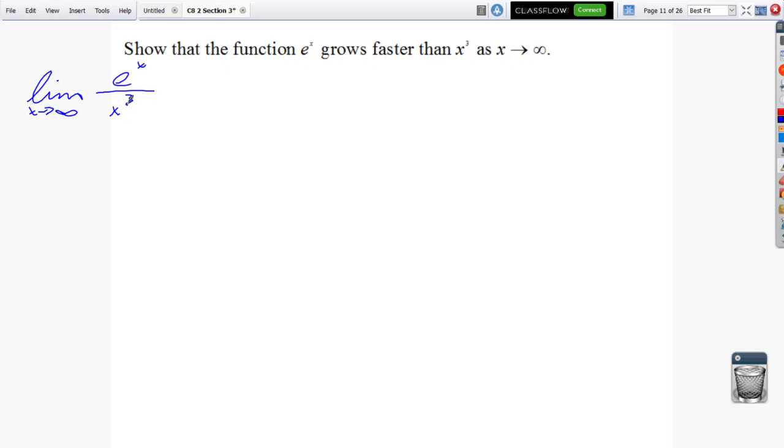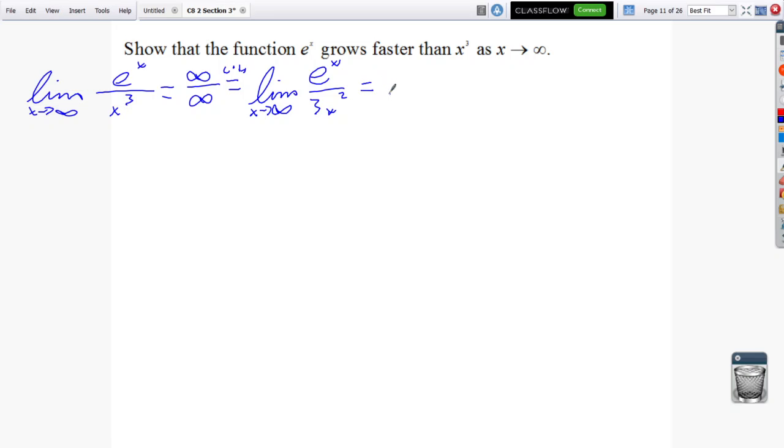All right, so we've got the limit as x approaches infinity of e to the x over x cubed. Looking at that, I see infinity over infinity from the last section. I have to acknowledge that this is an indeterminate form, and that I am going to use L'Hopital. The limit as x approaches infinity: the derivative of e to the x is e to the x, and the derivative of x cubed is 3x squared.